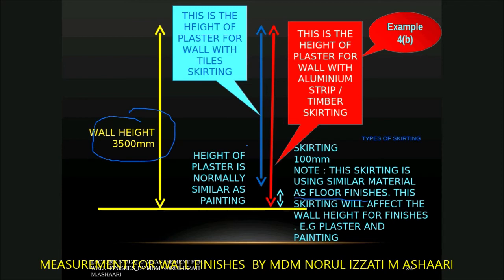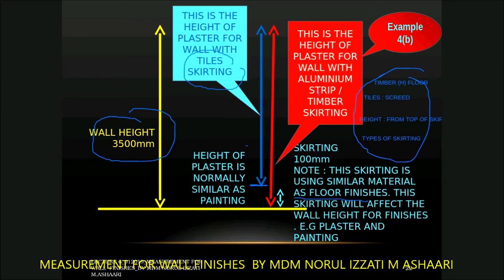But if it is made from the tiles that is required to have screed, okay, that requires screed, then you have to take the height from the top of the screed, the height from top of skirting. Okay, so this is a very important requirement. If you look at this, I put in blue color. This is the height of the plaster for the wall with the tile skirting. For the tile skirting, you have to take H2 as what I told you before.